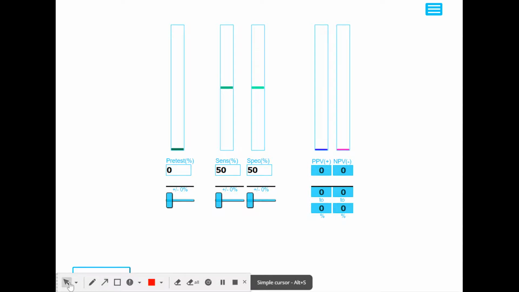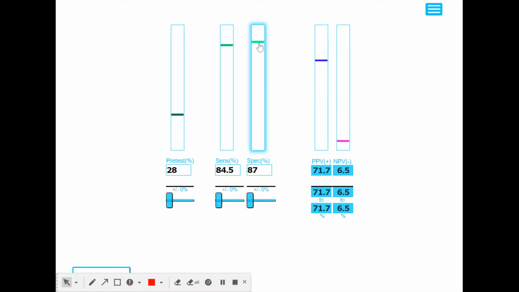The key meat of the app is actually related to these sliders. This is the pretest probability, sensitivity, and specificity. And by changing those, the app uses Bayes' theorem in the background to calculate the positive predictive value and the negative predictive value based on the values that you've input.